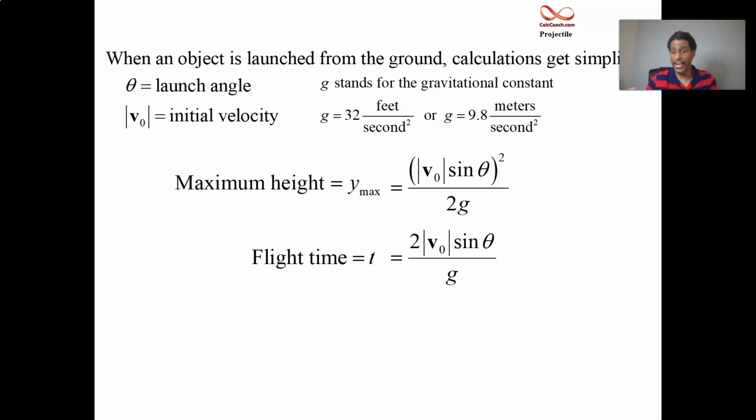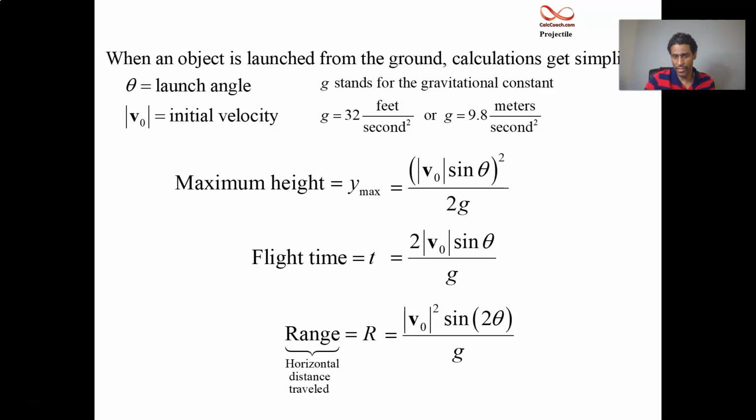And then finally the range, the horizontal distance traveled by the object, we use capital R for that. That can be found by taking the speed squared times the sine of double the angle, all divided by the gravitational constant. And remember now, air resistance is neglected. So feel free to use these formulas if it is the case that you are launched from the ground.